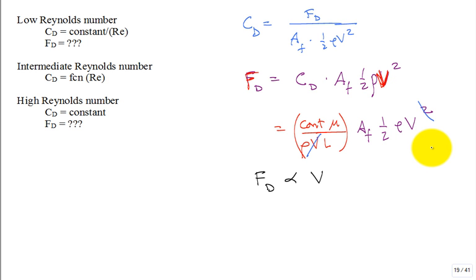When you have intermediate Reynolds number flow, well, it's a true function of Reynolds number. But just like in some other cases, you get to what they call Reynolds number independent. When you get really high Reynolds number flow, guess what the drag coefficient does? It goes to a constant.